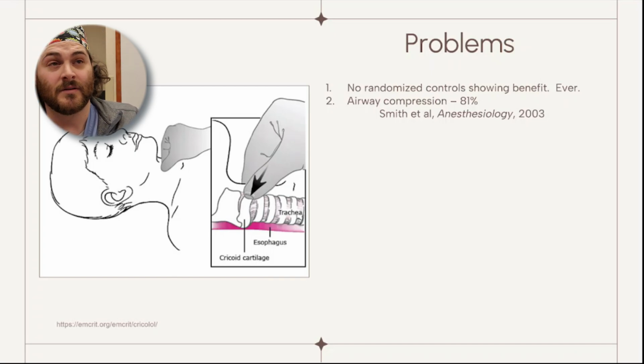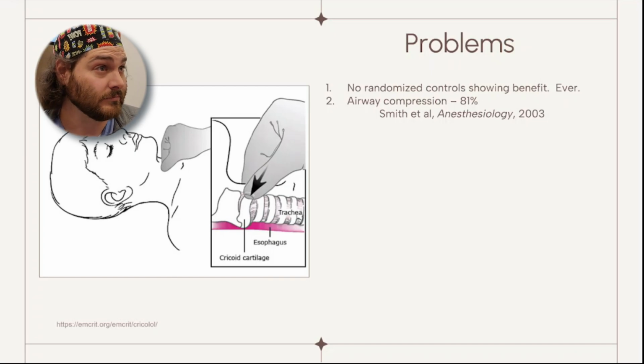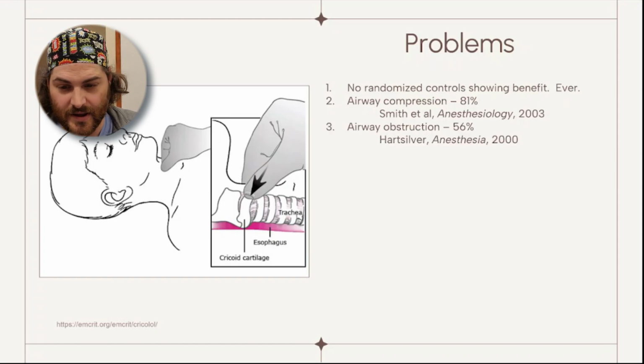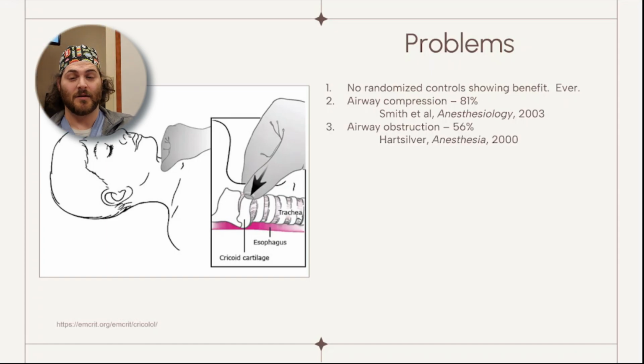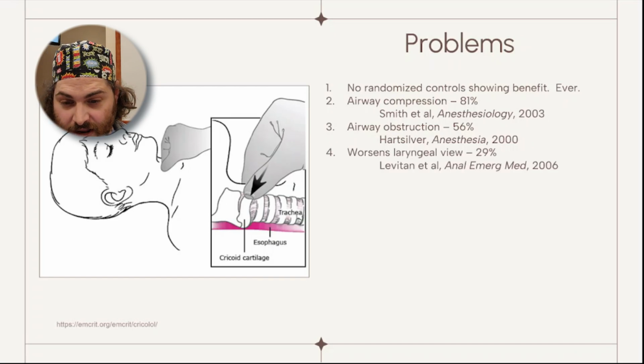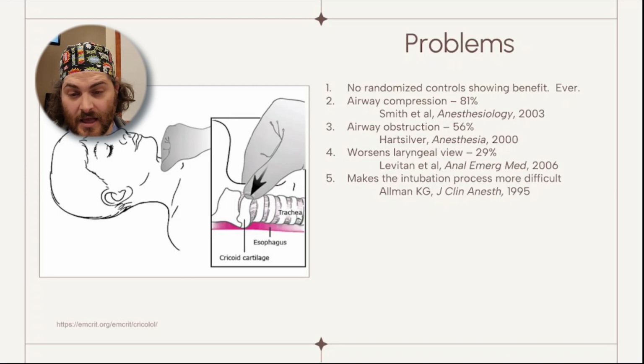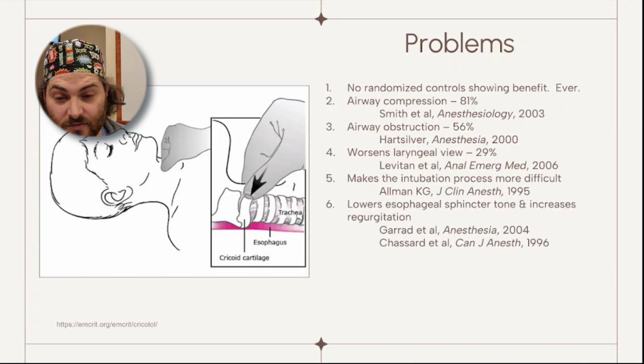81% of the time, there's some degree of airway compression, which doesn't necessarily help you intubate. 56% of the time, there's actual airway obstruction. 29% of the time, you can worsen the laryngeal view. These guys in 1995 just found that it makes the intubation process even more difficult. Apparently, with pressure up top, you can lower the esophageal sphincter tone and increase amounts of regurgitation, especially when you apply and remove. So that's not good.